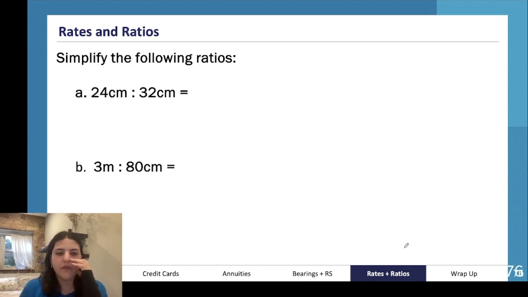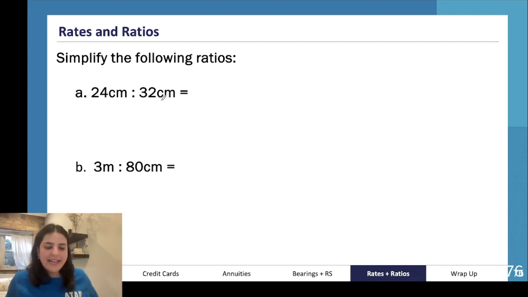So the first question says, simplify the following ratios. This first one is 24 centimeters to 32 centimeters. That could be the length of this plant versus this plant. What you want to do is find the highest common factor between those two, right? So the highest number that divides into both 24 and 32 will probably be 4. So 24 divided by 4 is 6. And 32 divided by 4 is 8.